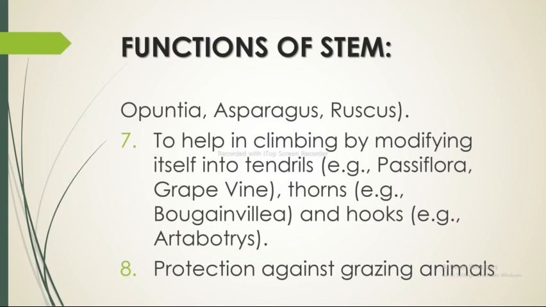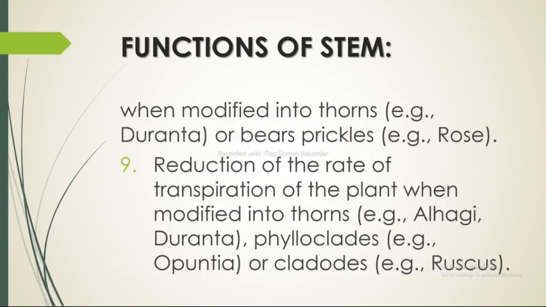Seventh, to help in the climbing by modifying itself into tendrils, for example, Passiflora, grapevine, thorns, for example, Bougainvillea, and hooks, for example, Artabotrys. Eighth, the protection against the grazing animals when modified into the thorns, for example, Duranta, or bear the prickles, for example, rose.